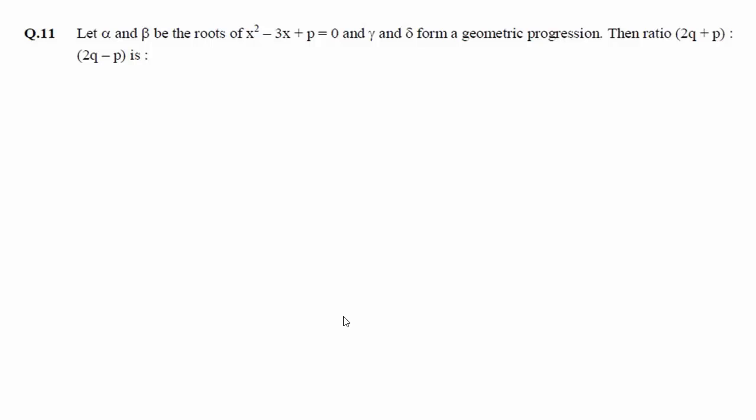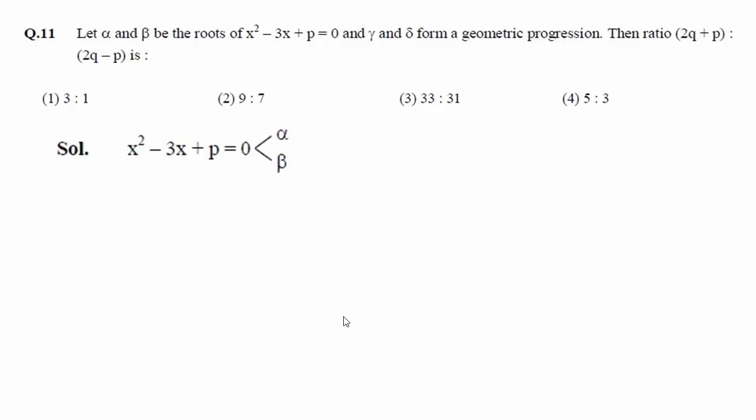Question 11. Let alpha and beta be the roots of x square minus 3x plus p equals 0, and gamma and delta be the roots of x square minus 12x plus q equals 0, such that alpha, beta, gamma, delta form a geometric progression. Then the ratio 2q plus p to 2q minus p is, options: 3 is to 1, 9 is to 7, 33 is to 31, 5 is to 3.